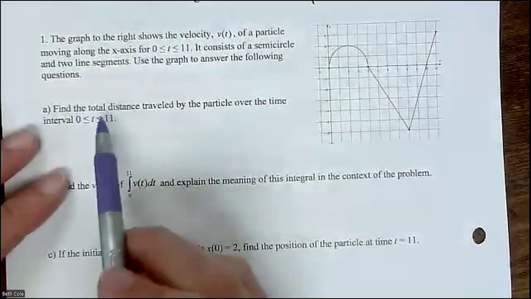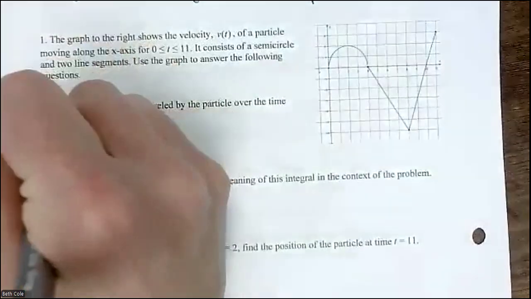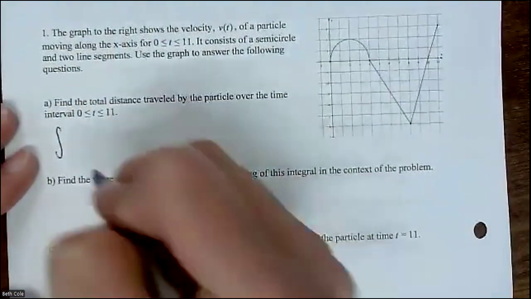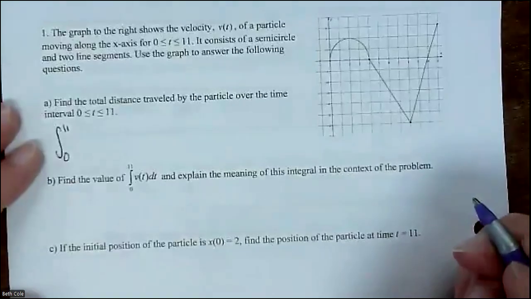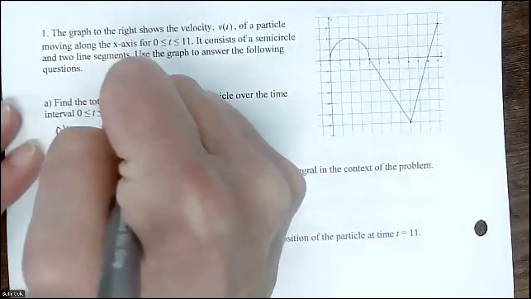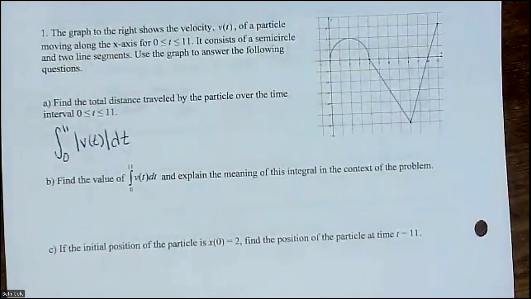Let's answer the questions. Find the total distance traveled. That means integral from when to when. 0 to 11. And total distance means you need the absolute value. So that's the setup. On your AP exam, don't skip the setup. It's usually worth a point. It's usually a point for the setup and then a point for the answer. So don't skip that, because if your answer is wrong, you will lose both points.